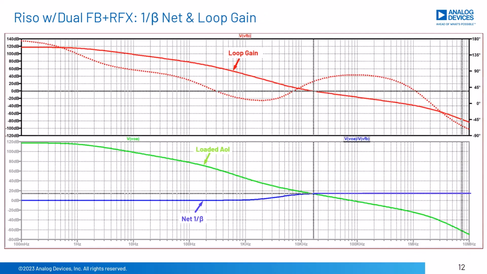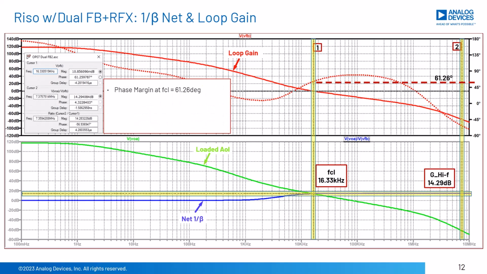The final loop gain and loaded AOL, with net 1 over beta simulation results are plotted here. Loop gain phase is measured at FCL equals 16.33 kHz to be 61.26 degrees. Net 1 over beta and loaded AOL are as we expected from our analysis.